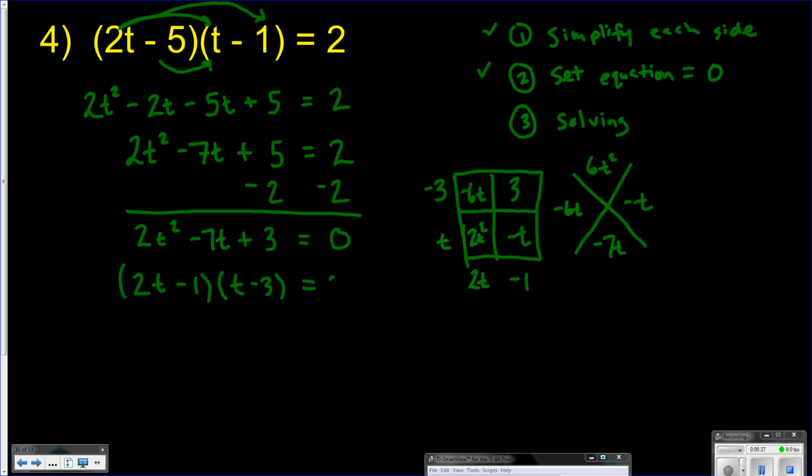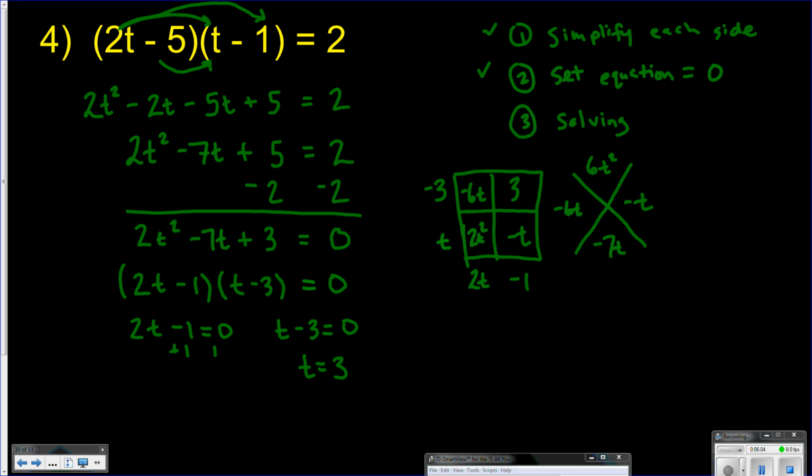That still equals 0. Now we can use the zero product property, saying this times this equals 0, so either this has to be 0 or this has to be 0. So let's set them both equal to 0 and solve them. 2t minus 1 equals 0. t minus 3 equals 0. Well, that one's easy to solve there. We just add 3 to each side, so we get t equals 3.